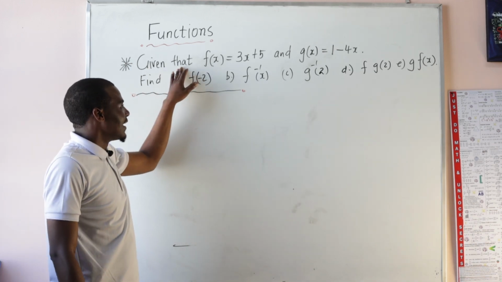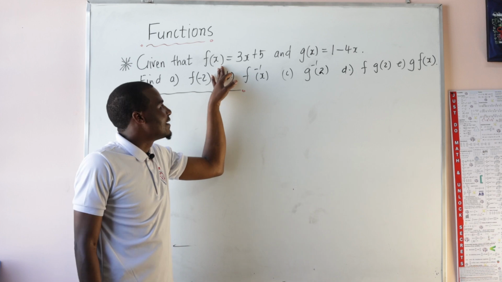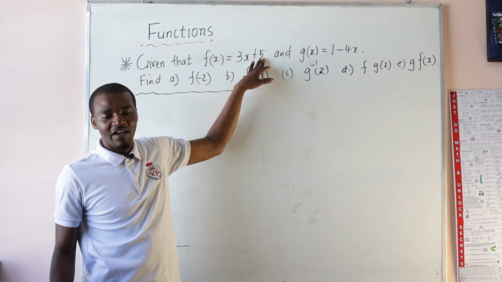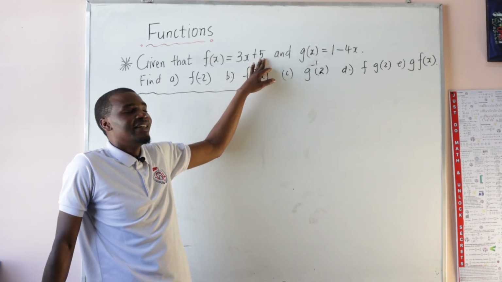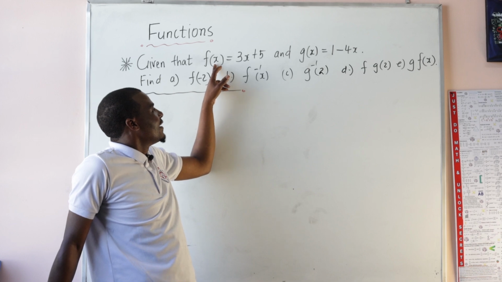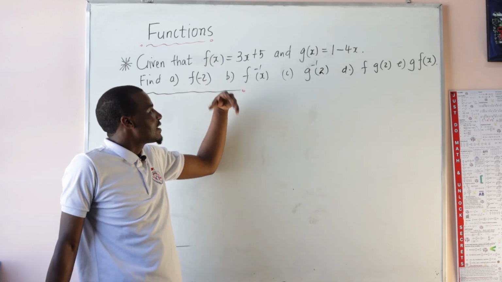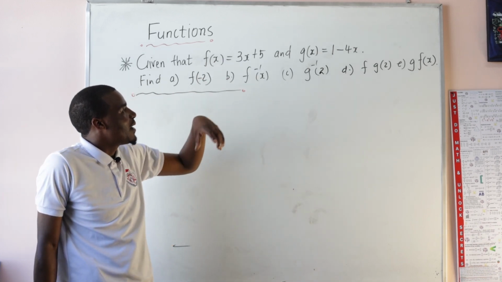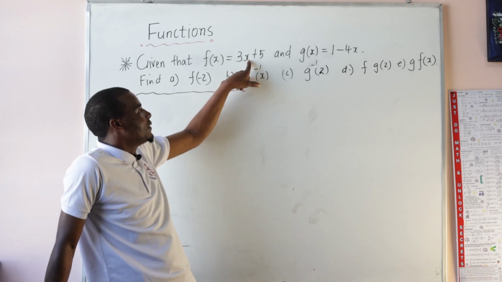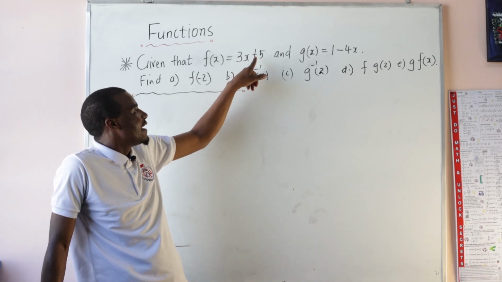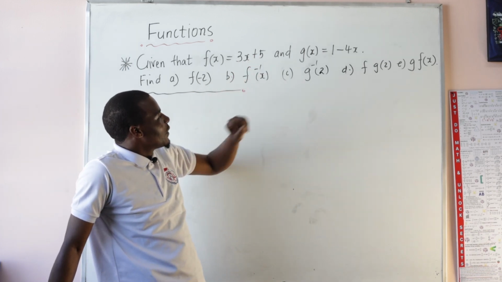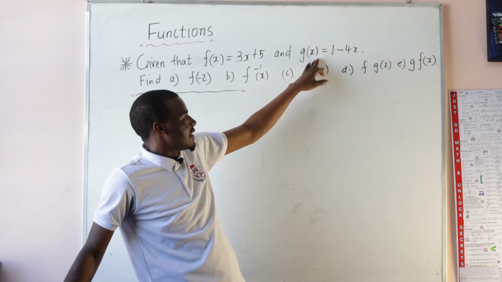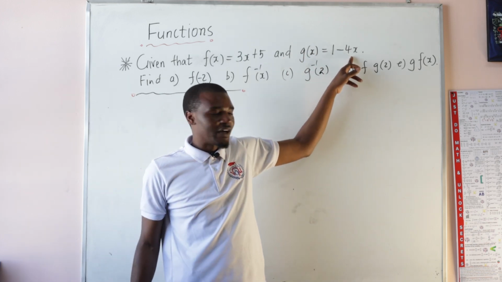Here, given that f(x) is equivalent to 3x plus 5. So we have a certain function here. The function takes certain values and processes them in such a way that when they come out, the input value will be multiplied by 3 and added to 5. We also have another function, g(x), and g(x) is equivalent to 1 minus 4x.